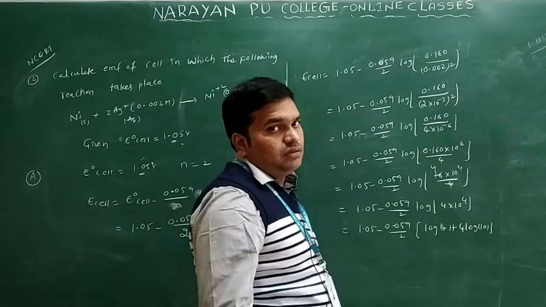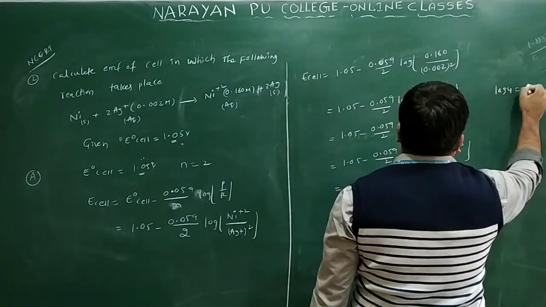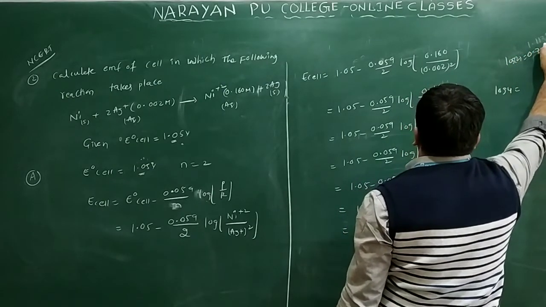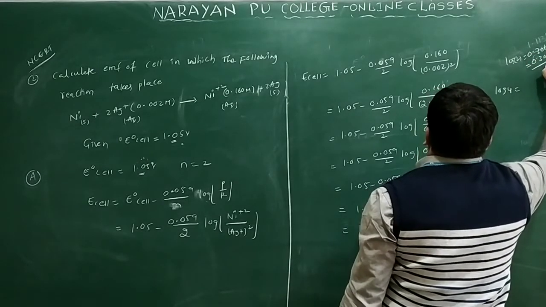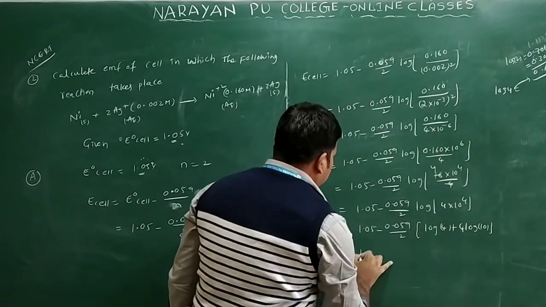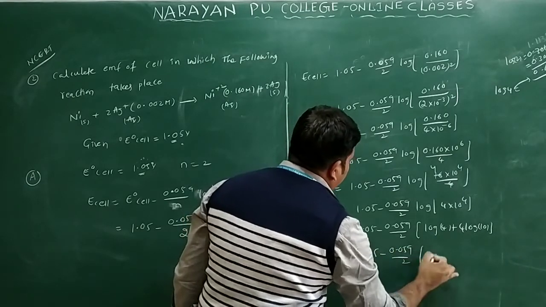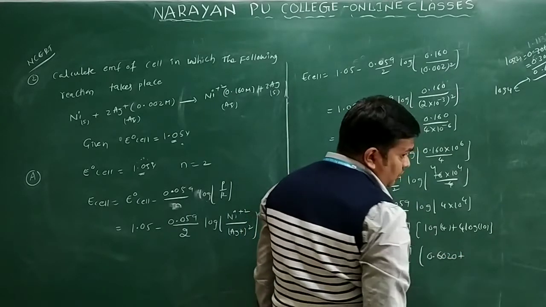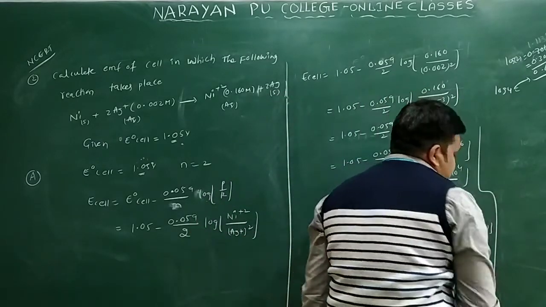You know the value of log 10? It is 1 only. So what is the value of log 4? We know log 2 value is 0.3010. For log 4 you add one more, so you will get 0.6020, which is the value of log 4 only. You will get 1.05 minus 0.059 by 2 into log 4 value 0.6020 plus 4 into 1, which is 4 only.